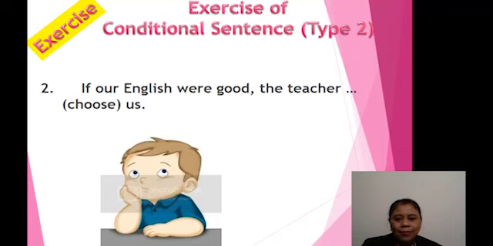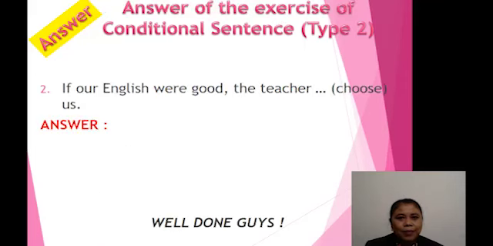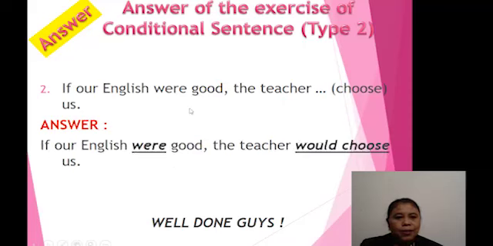Do you get it? Okay, let's check the answer. If our English were good, the teacher would choose us. The answer is, if our English were good, the teacher would choose us. Would plus verb 1 of choose. Okay, do you understand?